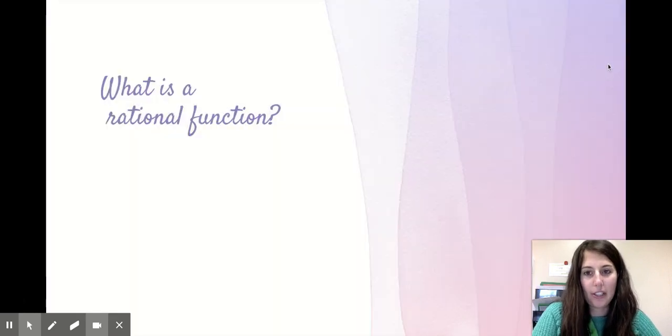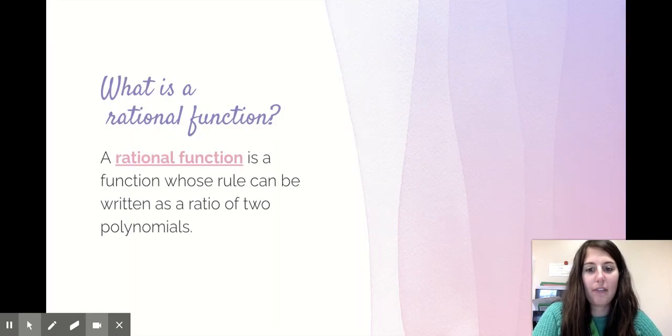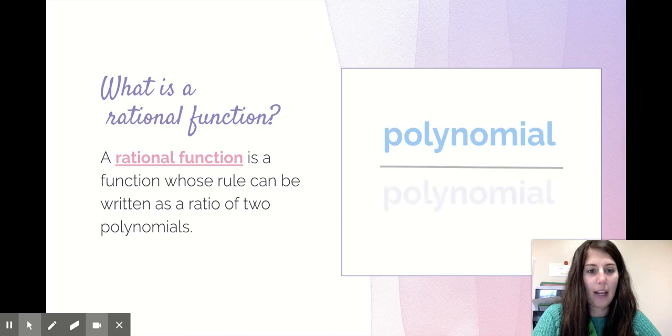So what is a rational function? A rational function is a function whose rule can be written as a ratio of two polynomials. The root word of rational is ratio, and a ratio is like a fraction. So a rational function looks something like this: a polynomial divided by a polynomial.